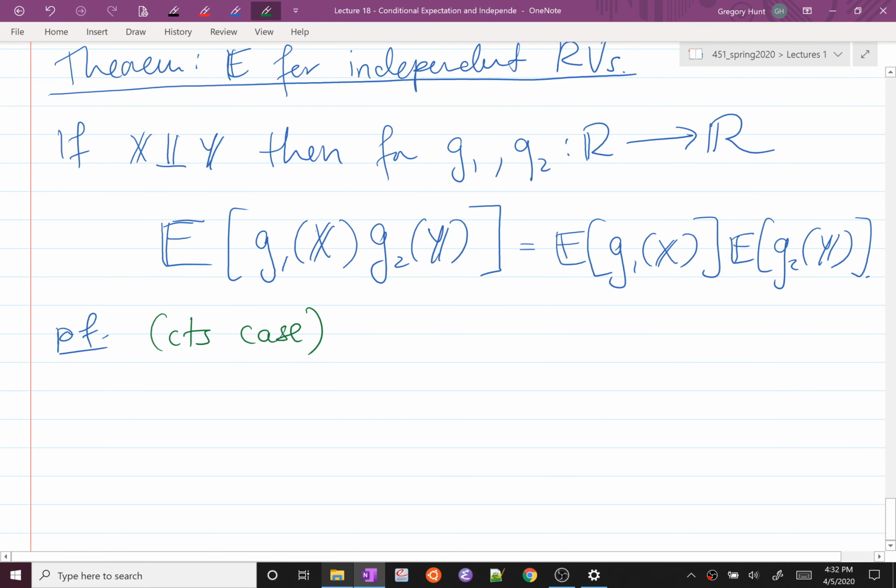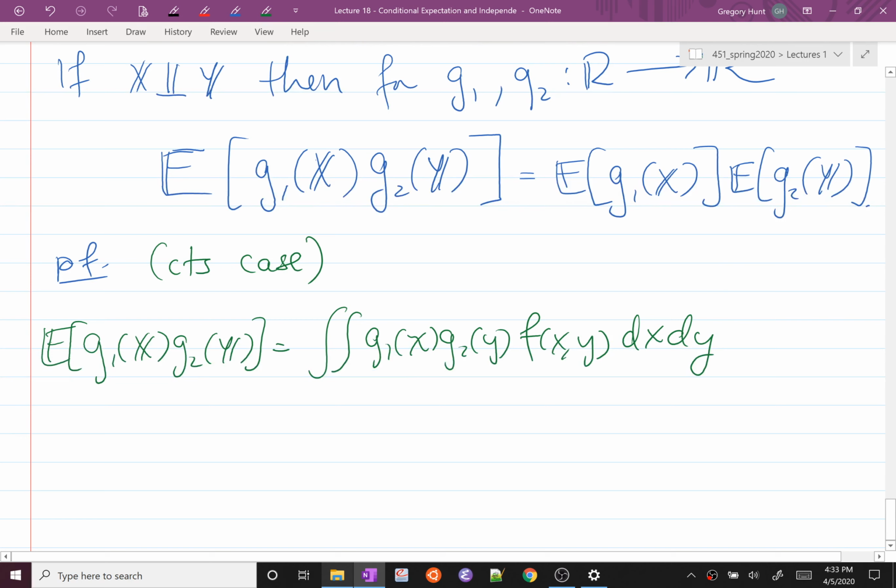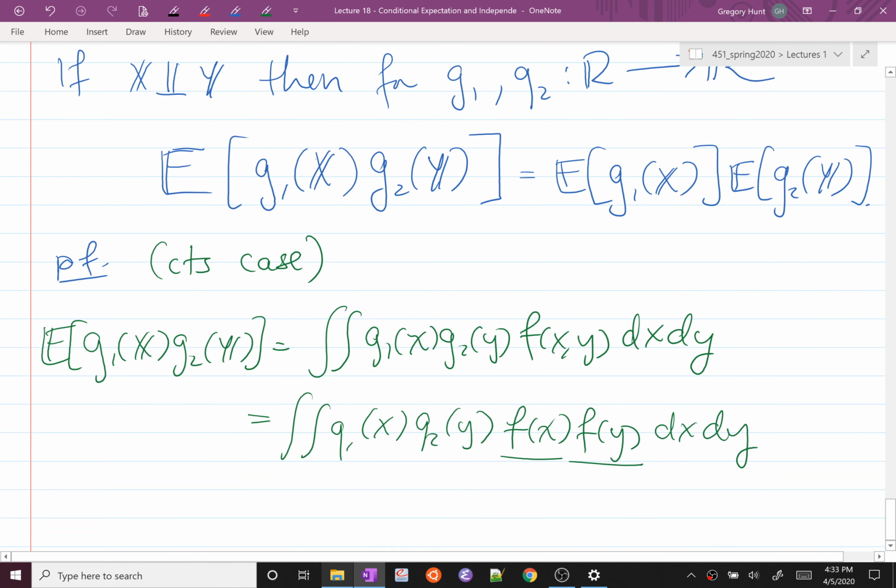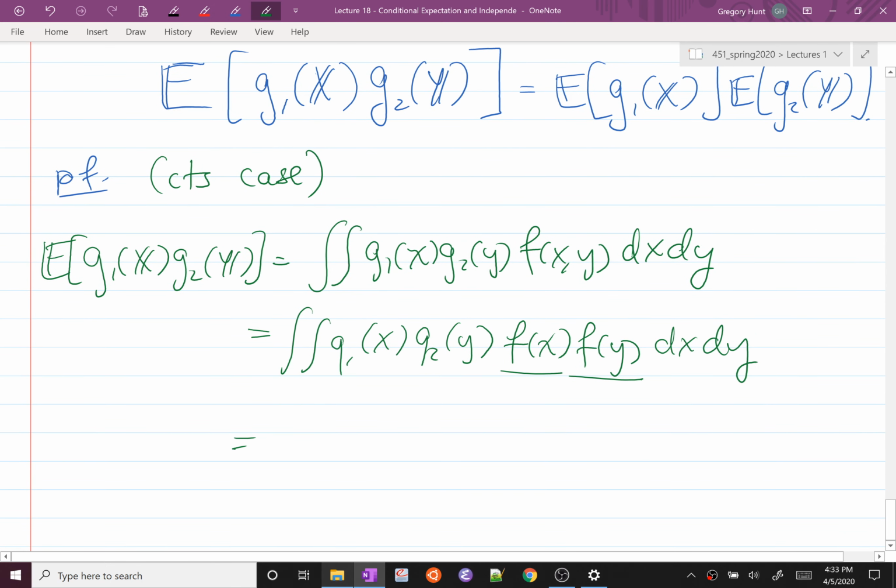If I look at the expected value of g1(x) times g2(y), the definition of bivariate expectation says this is the double integral of g1(x), g2(y), f(x,y) dx dy. But my factorization theorem says I can factor f(x,y) into f(x) f(y), the marginal of x and the marginal of y. And now we can separate these two integrals.